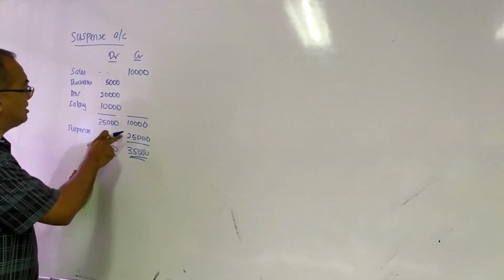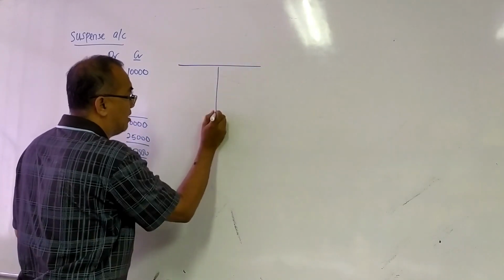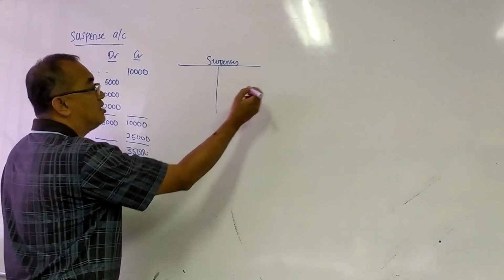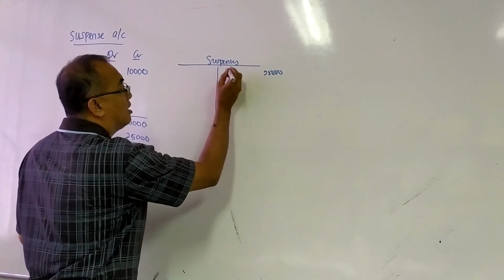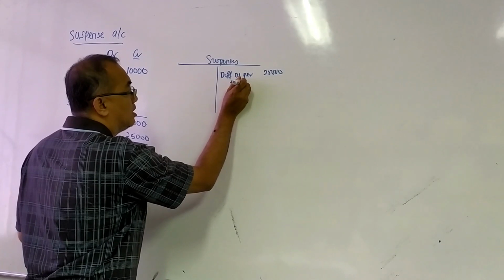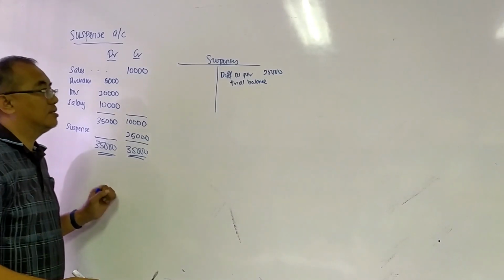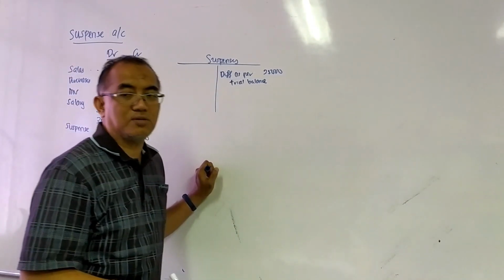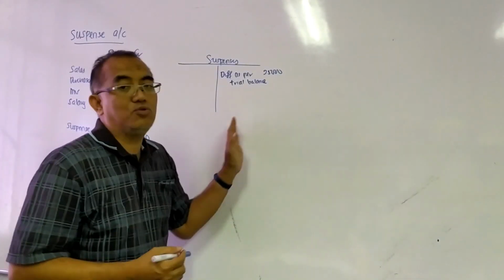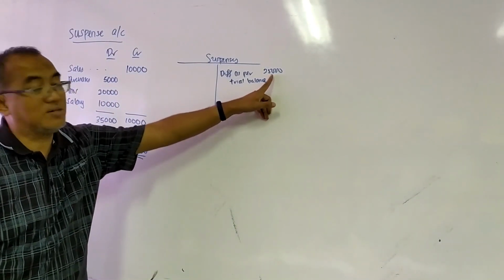So this suspense account is at the credit side, so you need to open up your suspense account. You put 25,000 here as your difference per trial balance. After you have gotten your 25,000, your task has begun: you need to find out what this 25,000 consists of.